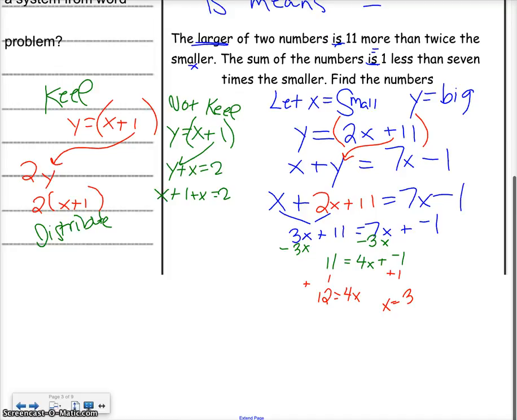The first variable is always the hardest to find. Now what does that mean? That means that's my small number. So my small number is 3.